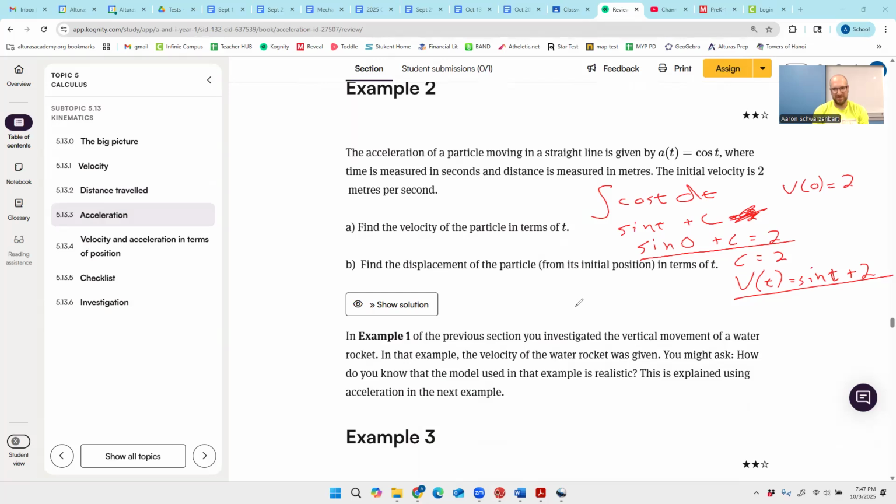Find the displacement of the particle in terms of t. Displacement is change in position. So for displacement, the c will always be 0, which is great. So now I've got to do this integral. The integral of sine is negative cosine. S of t is then negative cosine t plus 2t. You probably should justify displacement as a change in position, so c is 0.